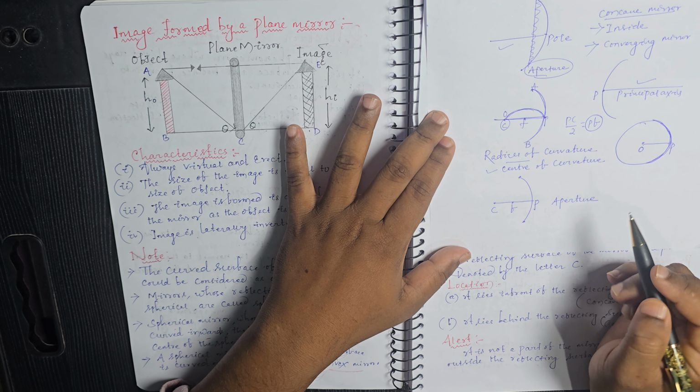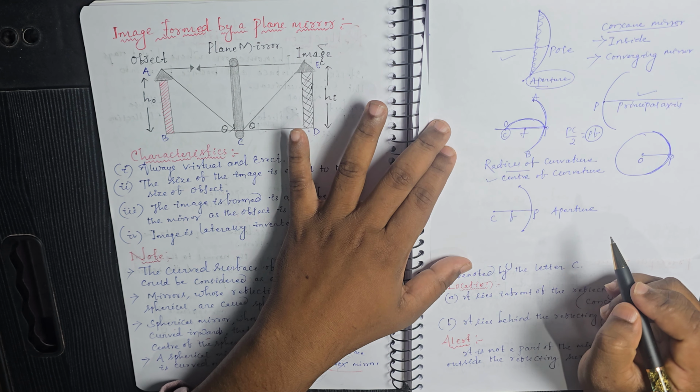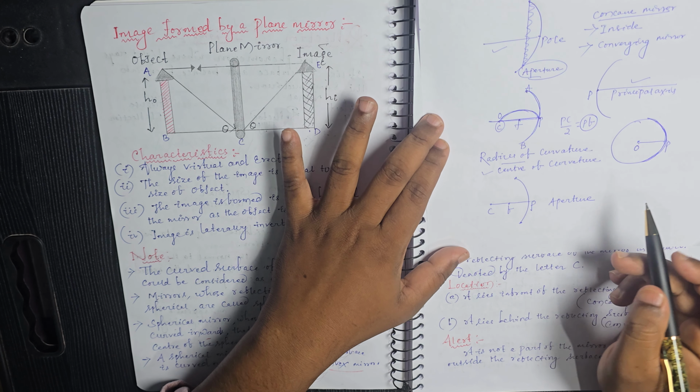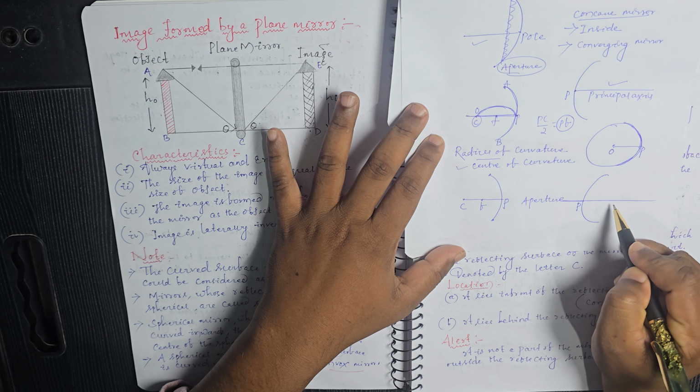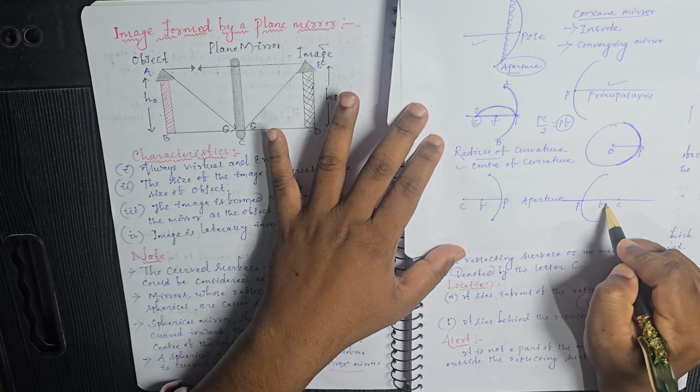So that's all about the technical mirror terms related to convex and concave mirror. If I draw a convex mirror also, this is my pole, this is my center of curvature, and this is my focus.